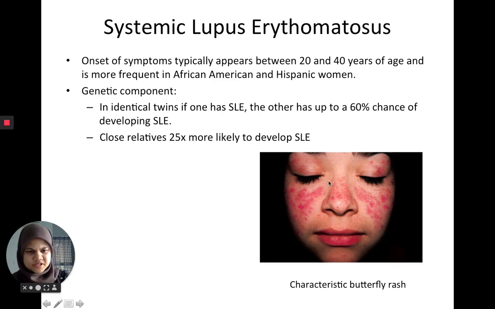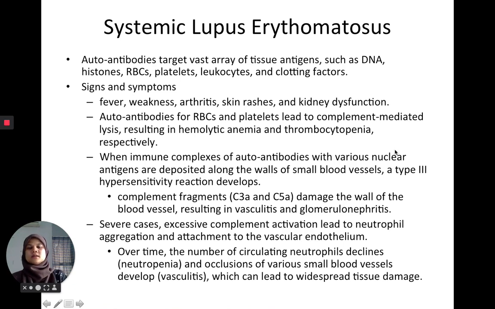And this is a characteristic feature of SLE, which is that butterfly rash on the face. So what happens is that in SLE, the autoantibodies will target a lot of different tissue antigens, including DNA, histones, red blood cells, platelets, leukocytes, clotting factors. So it's found all over your body. And signs and symptoms include fever, weakness, arthritis, skin rashes, kidney dysfunction. So the autoantibodies for the red blood cells will obviously lead to hemolytic anemia and thrombocytopenia.